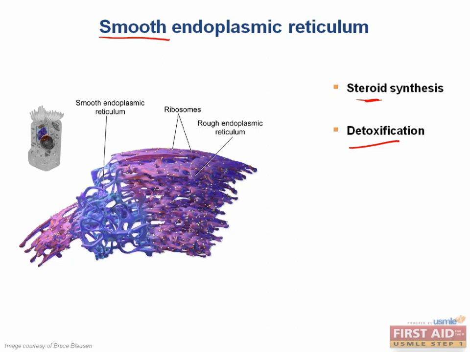There's one more thing you should know about the smooth ER. This is where the protein glucose 6-phosphatase is located. What does glucose 6-phosphatase do? It catalyzes the last step in gluconeogenesis by removing the phosphate from glucose 6-phosphate, which allows it to be exported from the cell. Do you remember the name of the disease that's caused by glucose 6-phosphatase deficiency? This is von Gierke's disease.